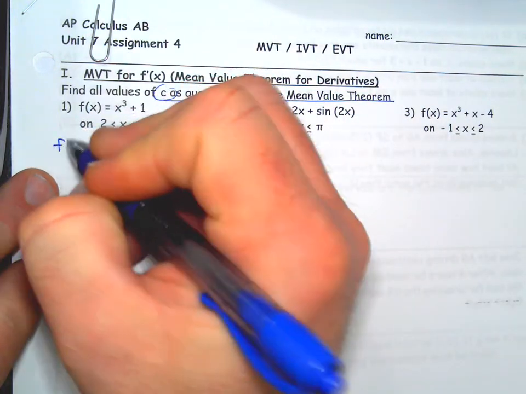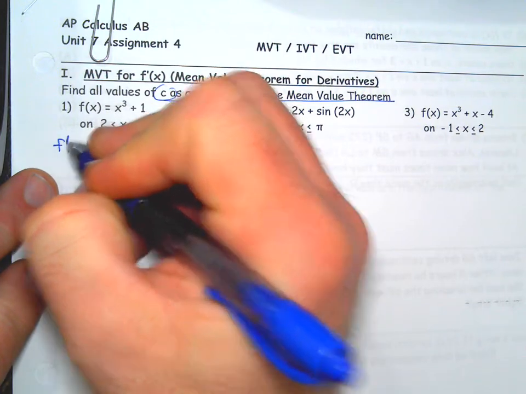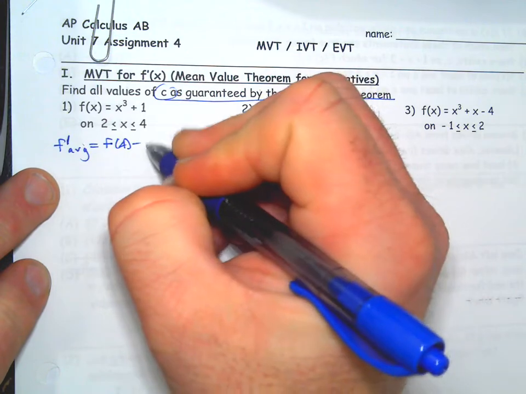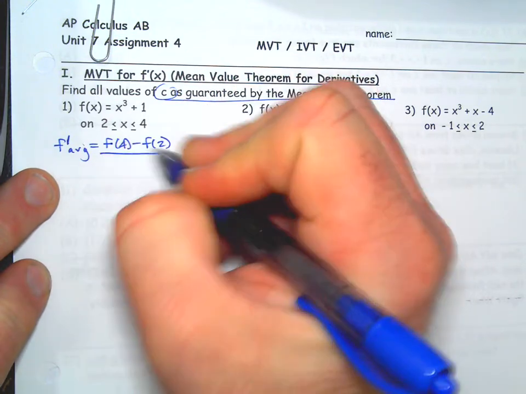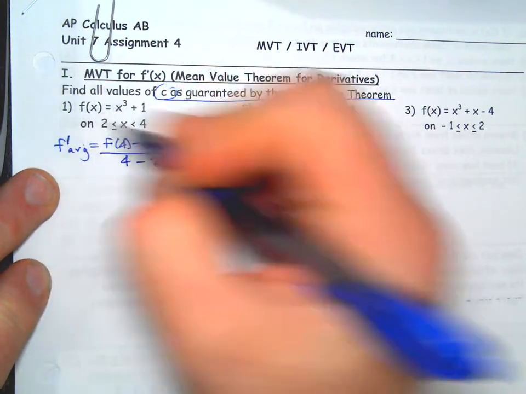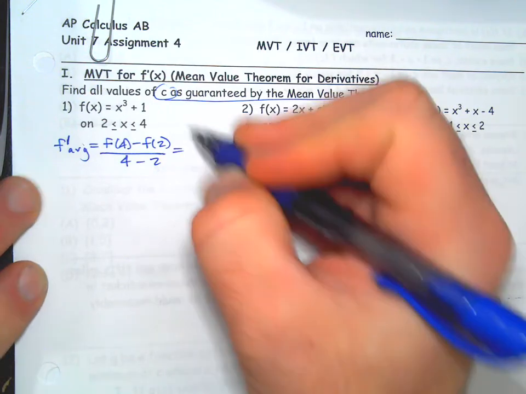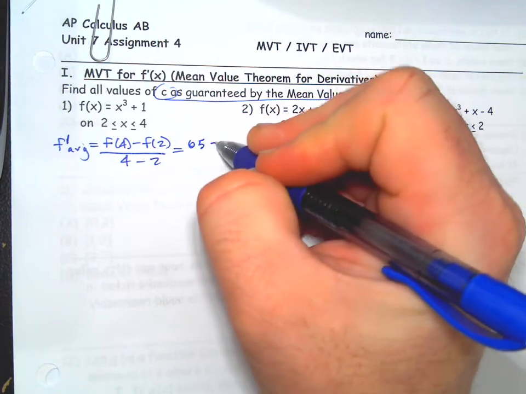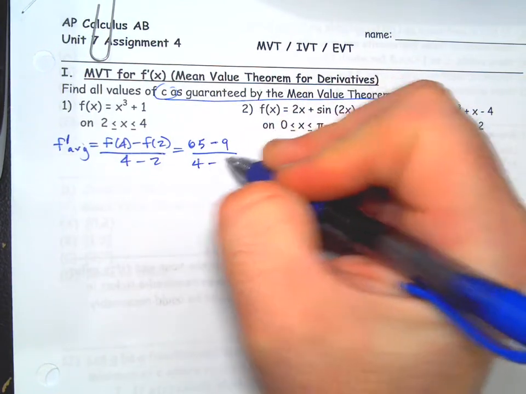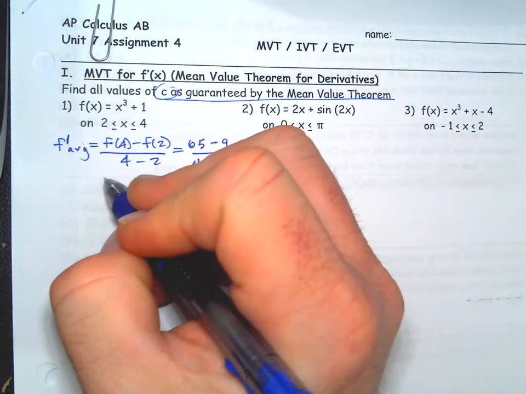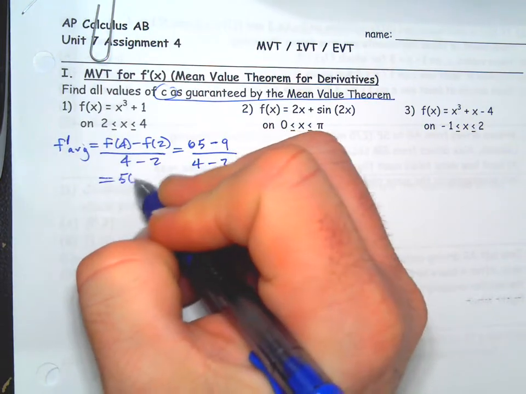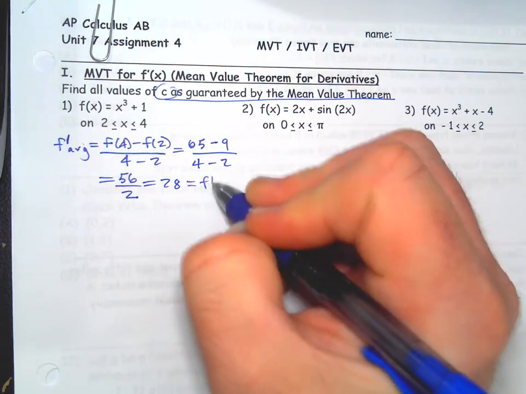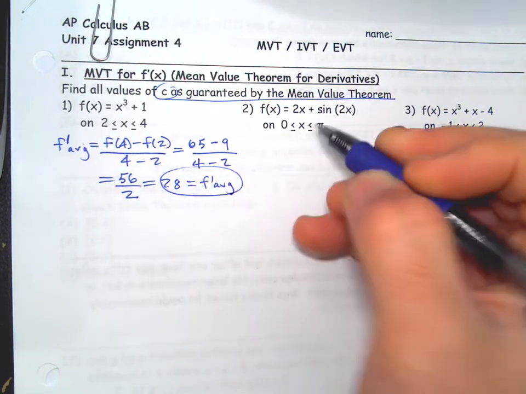Set it up, f prime average. Even though you're not asked to find this, you have to. But show the setup, f of 4 minus f of 2 over 4 minus 2, label it. So if you plug 4 in here, that's 64, 65. Plug 2 in, that's 9. And so we get 56 over 2, which is 28. So that's f prime average.